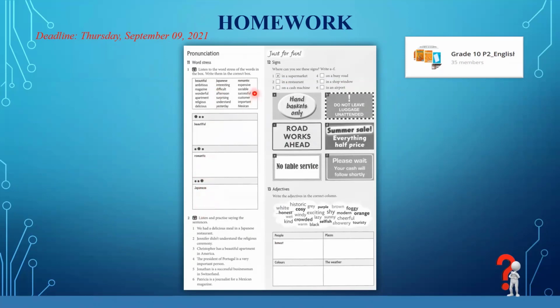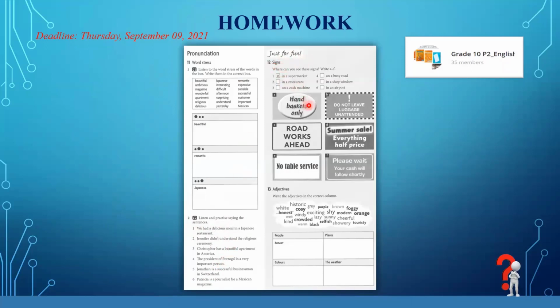Okay, and the other words you have, I'm going to send you, so don't worry. You can listen as many times as you want, and then you can complete it here. Then number two, listen and practice saying the sentences. I just want you to listen and practice saying these sentences. That's easy. And for this one, it's just for fun, signs here.